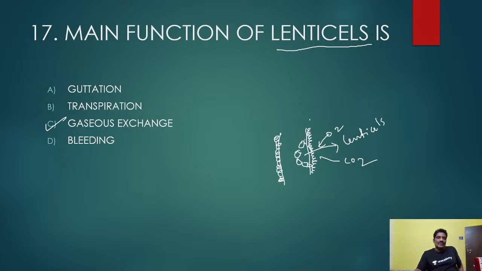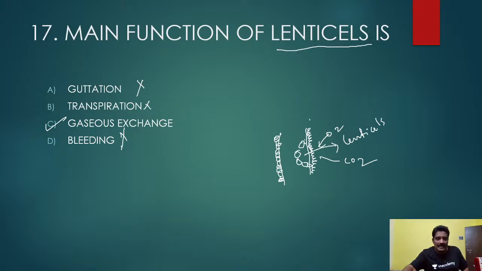Transpiration also occurs through lenticels, but the transpiration rate is very little, that is 0.0 like that only. So it is not the correct option. Guttation is a different process. It is not through the stem. It occurs through leaves, not by stomata, through special openings. So bleeding is also an incorrect answer.